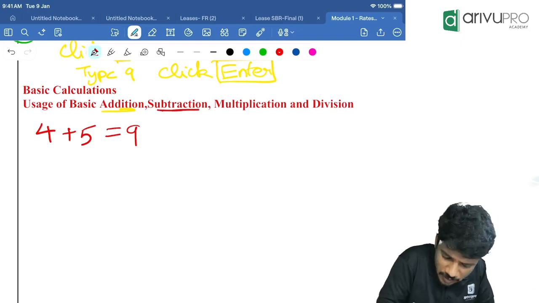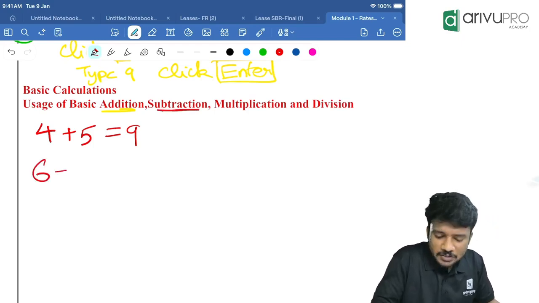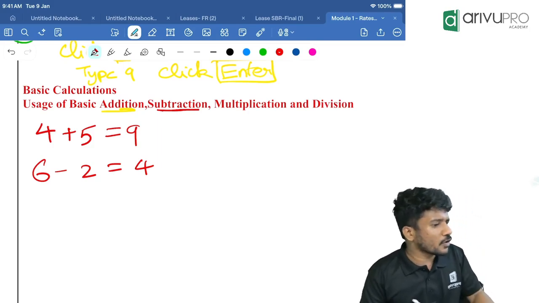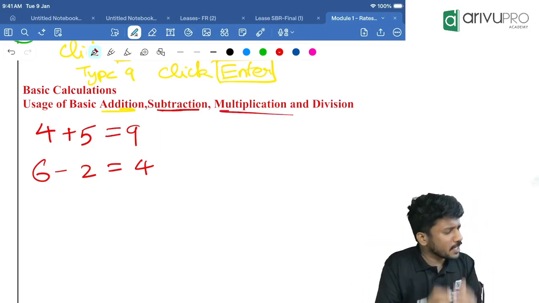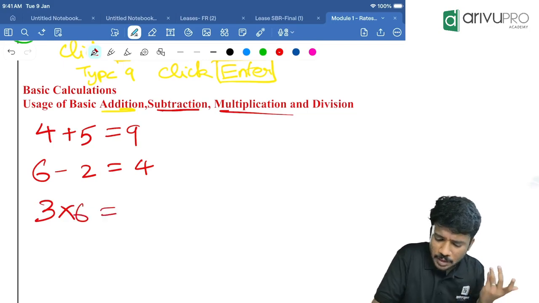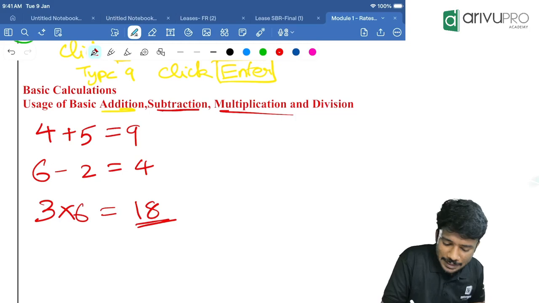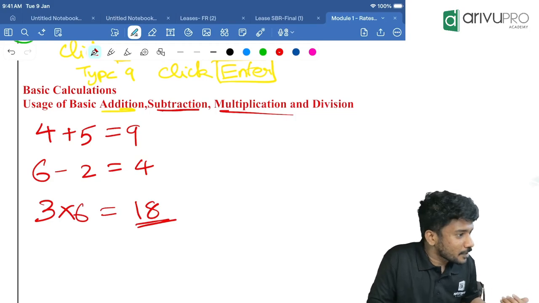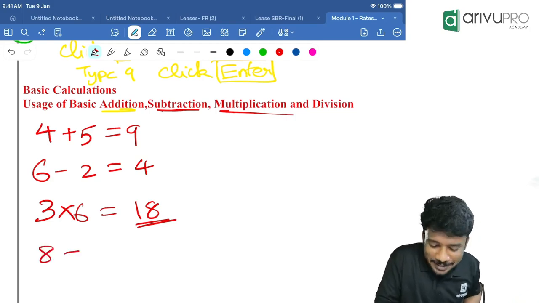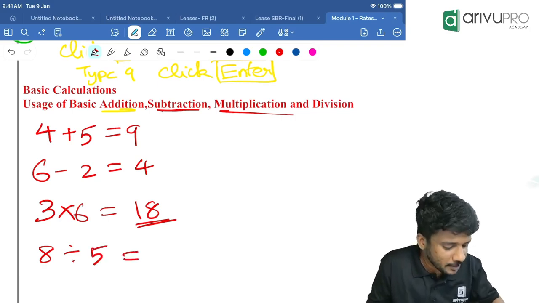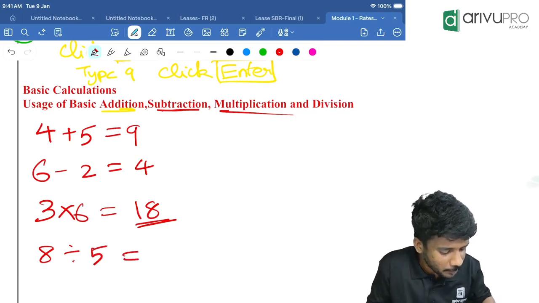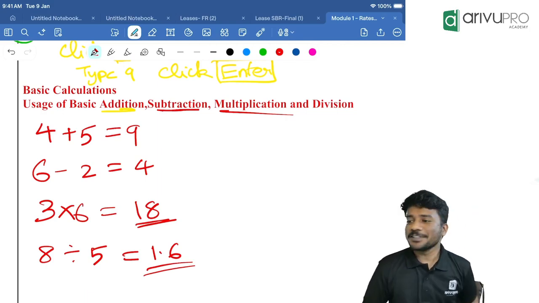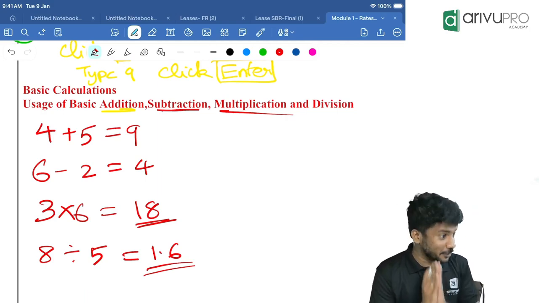Then subtraction. Same like that. If you want to take subtraction of 6 minus 2, you will type 6, then minus 2, then equal to. How much are you getting? 4 on your calculator you will get. Then multiplication. 3 into 6 is how much? We will get 18. Then division. Tell me some random value. 8 divided by 5. Turn on the calculator, 8 divided by 5, then click equal to. How much are you getting? 1.6. So these are basic calculations which we will use also.